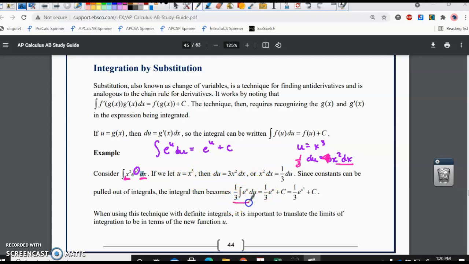So then we have this, right? And then its integral is 1/3 e to the u plus c, and then plug your stuff back in for u. So that's our little reminder of your u substitution.